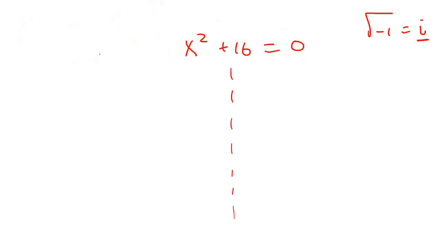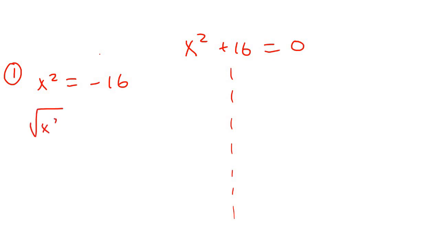I'm going to be showing you two different methods because there are two different ways that teachers do this in different parts of the world. So the first way, this is my favorite one, is where you just take the 16 over to the other side. Then you're going to square root both sides, okay? So you're going to square root both sides, always remembering to say plus and minus for this one over here.